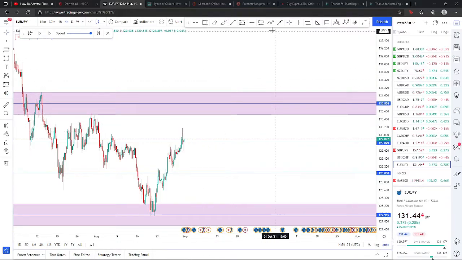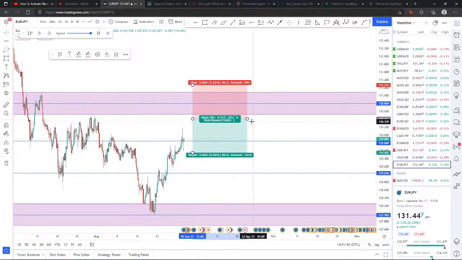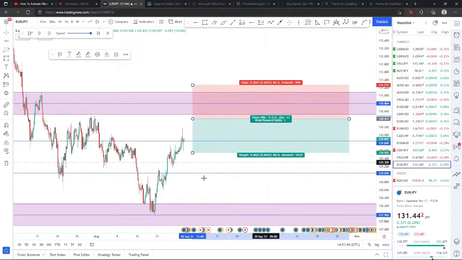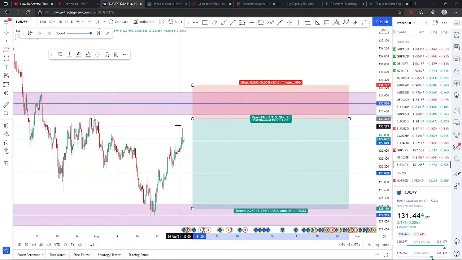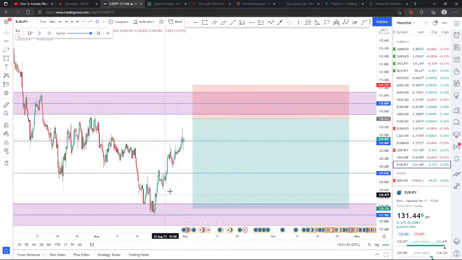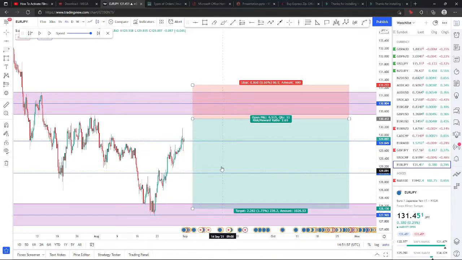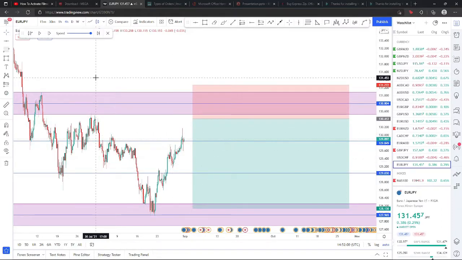For example, because this is a resistance zone and I see many touches of a strong resistance here, I would place my sell limit order around this area over here. I'll put my stop loss above, and I'll put my target just below there. What this will do is let your broker know that once price reaches this specific level, that is when your sell limit order will be triggered. So let's let the market play out and see how it goes.